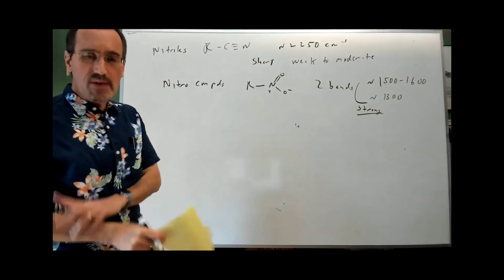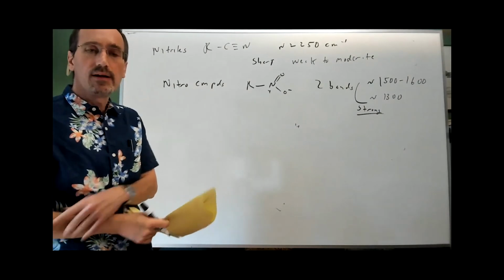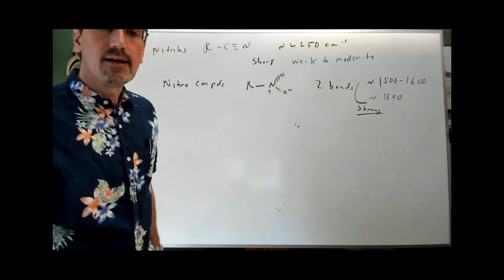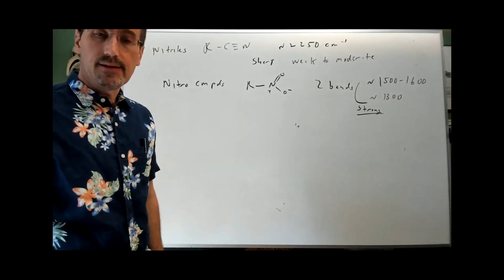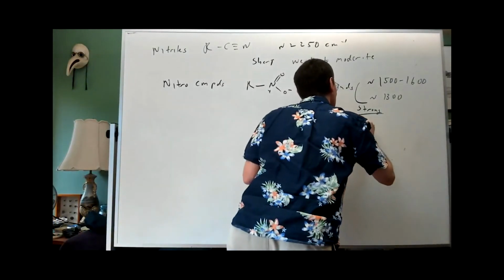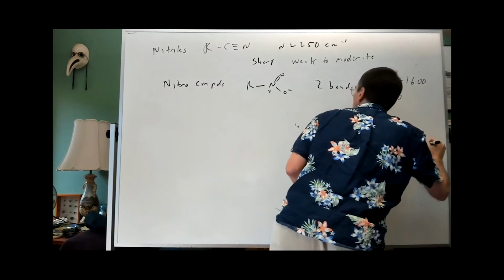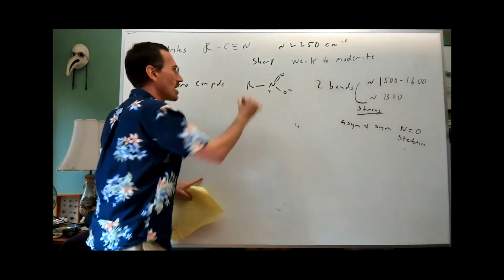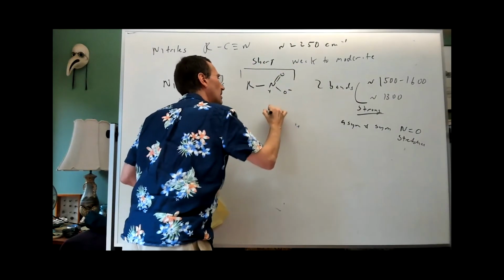What are the two bands? Why do we have two bands for a nitro group? Symmetric and asymmetric stretching? Symmetric and asymmetric, or asymmetric and symmetric NO stretches. Yeah, there are two resonance structures for a nitro group, and I guess I'll write them vertically.